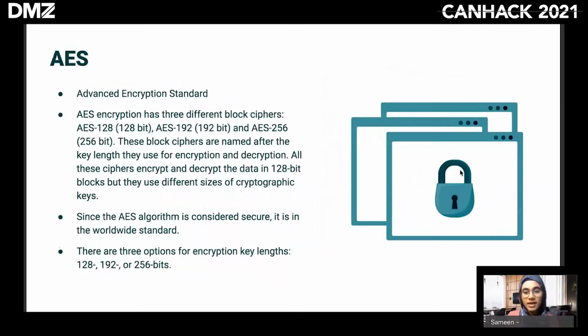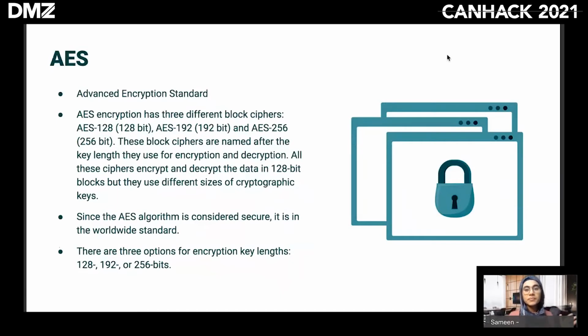We also have AES, which stands for Advanced Encryption Standard. AES encryption has 3 different block ciphers. And remember that AES is a block cipher, so encryption happens on a block of data. So we have AES 128, which happens on 128 bits of data, AES 192, and AES 256. Obviously, 256 is most secure. These block ciphers are named after the key length they use for encryption and decryption. All these ciphers encrypt and decrypt the data in 128-bit blocks, but they use different sizes of cryptographic keys.